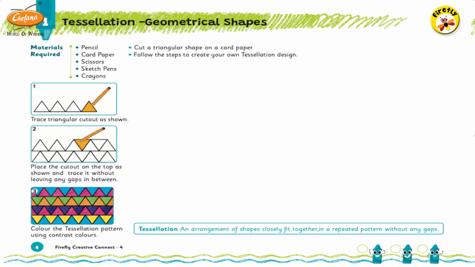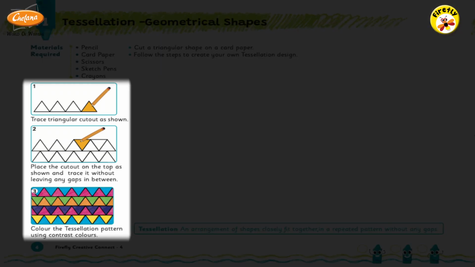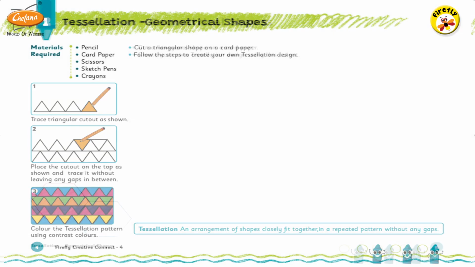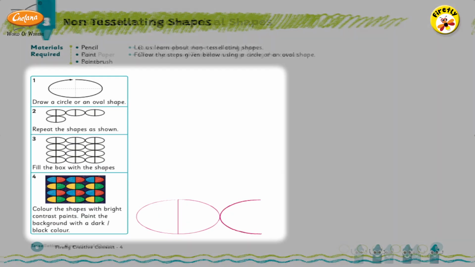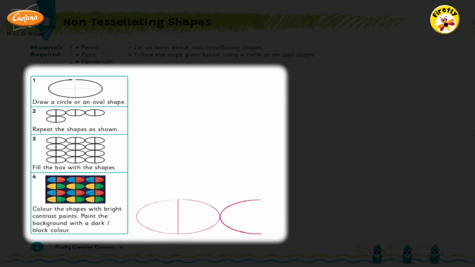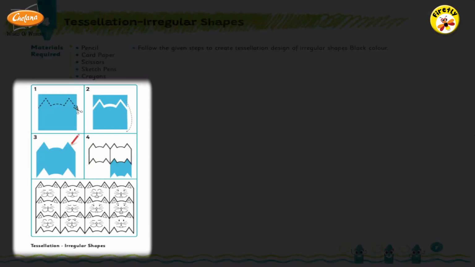So they have to first do triangles, which tessellate easily. Then a choice of theirs like a hexagon. Then they also have to do shapes which don't tessellate. So it's so easy to understand tessellation and see that, oh, this is not tessellating well. So obviously the ovals and the circles that don't. And then finally they learn tessellation of irregular shapes, and they have to make this beautiful graphic of cats.